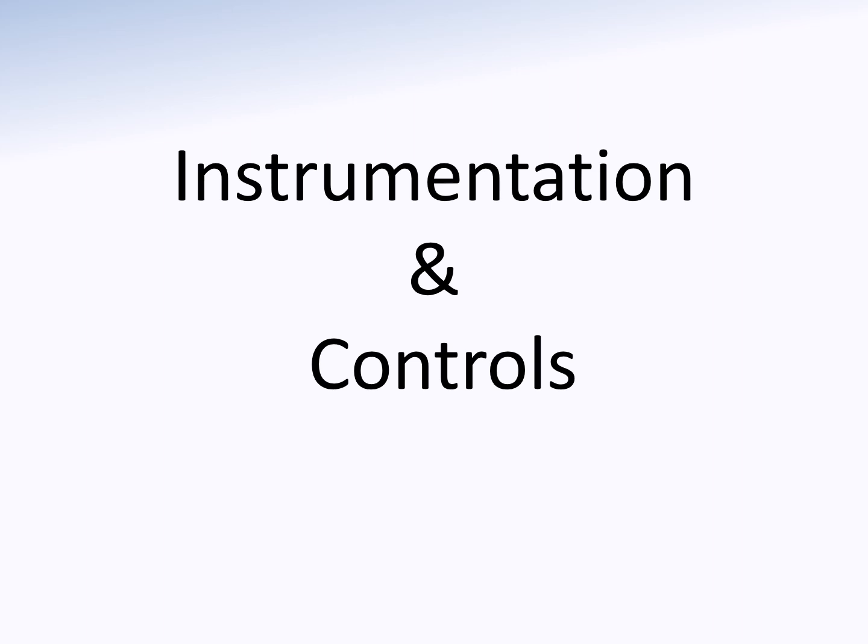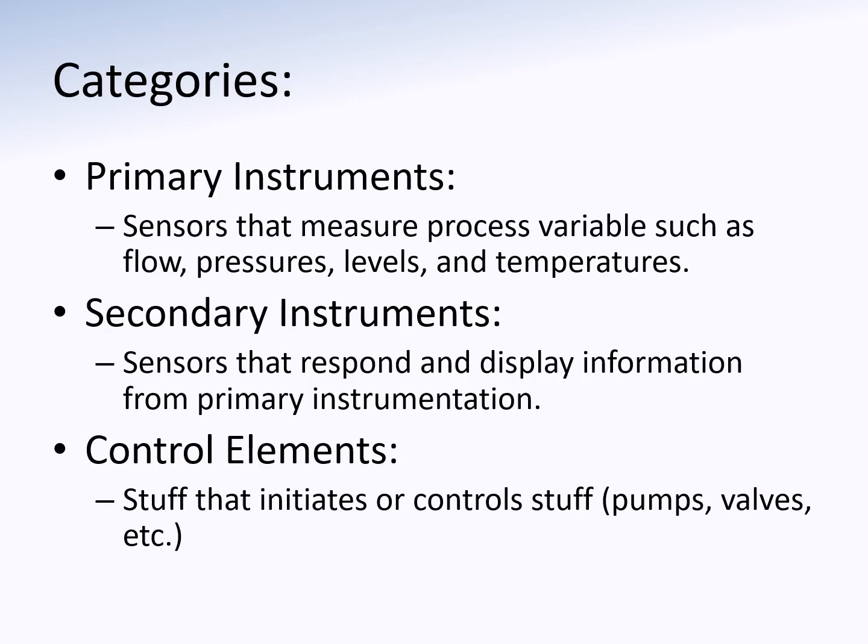It's instrumentation and controls. So we'll be dealing with SCADA and whatnot. So you got different types. You got primary and secondary, and then you get the control elements themselves, right? Primary sensors are going to be those for your flows, pressures, levels, temperatures, and then secondary instruments are going to be those that display that information. So it would be like an analog signal or a digital signal.